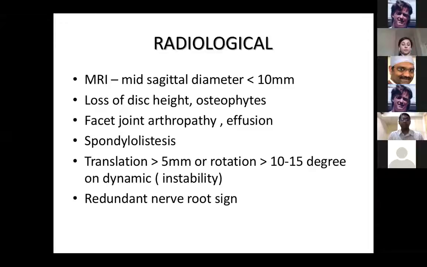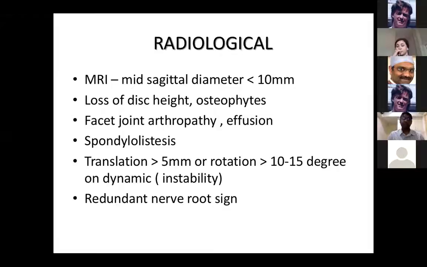So, of course, once we have the symptoms, we do the MRI. And by diagnosis, if the mid-sagittal diameter is less than 10 millimeters, it constitutes lumbar canal stenosis. In the MRI, we can also look for a loss of disc height. We could also see osteophytes. We have to look for facet joint atrophy and effusion as well, and see whether there's any spondylolisthesis. If there's a translation of more than 5 millimeters or rotation of more than 10 to 15 degrees on dynamic studies, that will point to instability.